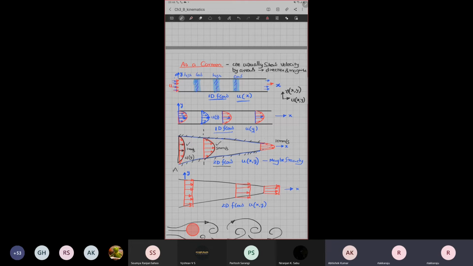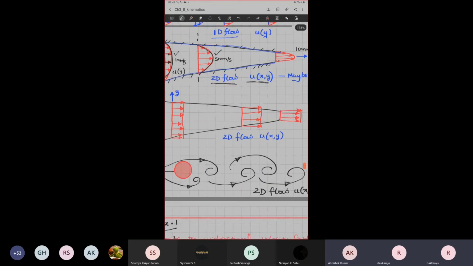And these are two-dimensional flows, where any of the velocity components is a function of two coordinates. It's not necessary that you have two velocity components. You might have only one velocity, that is the horizontal velocity, but it depends on both the x coordinate and the y coordinate. That kind of thing we will call 2D flows. The same 2D flow may even look in this way.